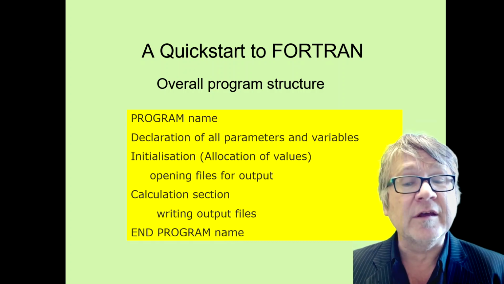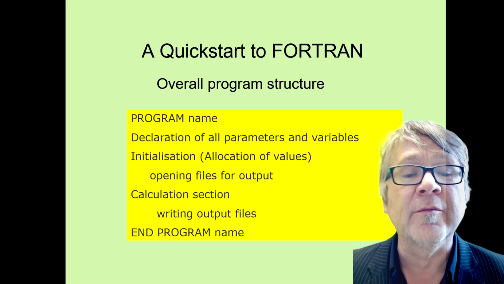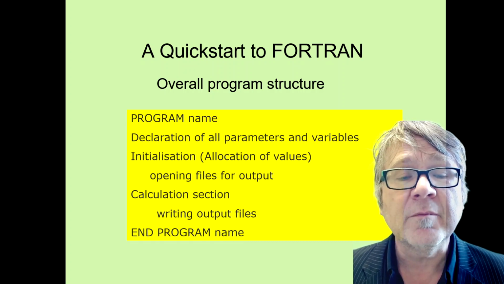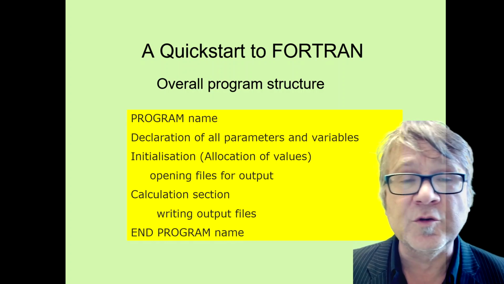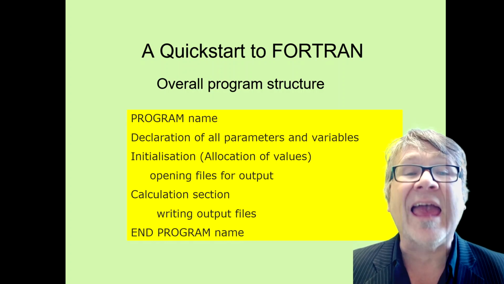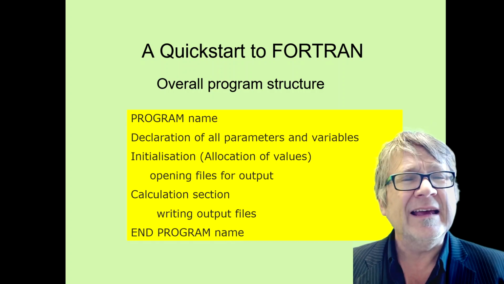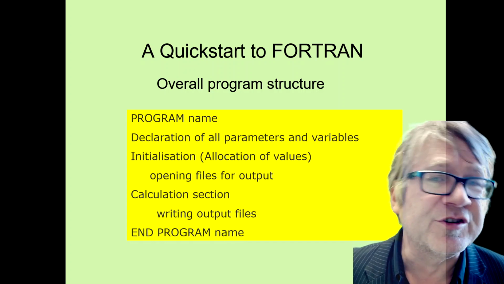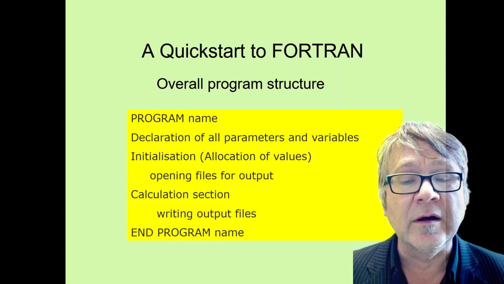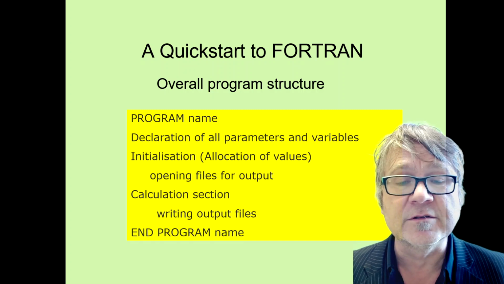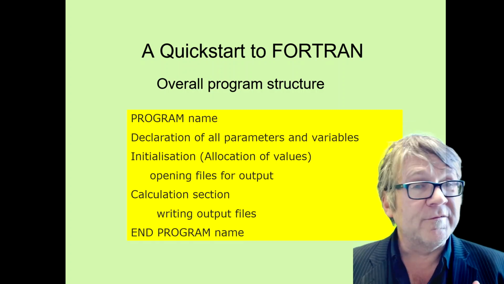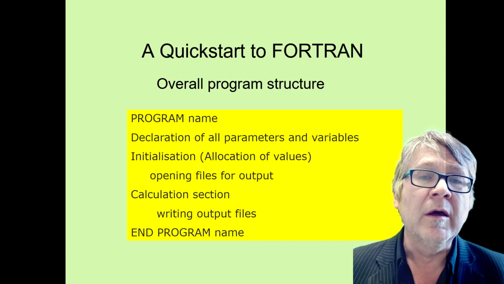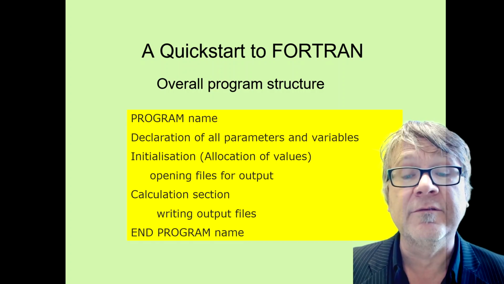After that, so after you declared all parameters and variables, you have to initialize these parameters. Whatever you want to use later on, you have to actually allocate values to. It's also good to allocate values even if you don't know or you want to change it later on. It's always good to initialize all values. Then you might open files for output, and I also give you examples of how this is done. So this is where your predictions go, the predicted values.